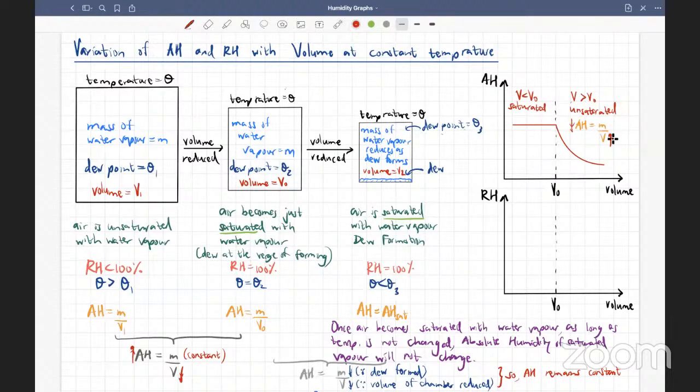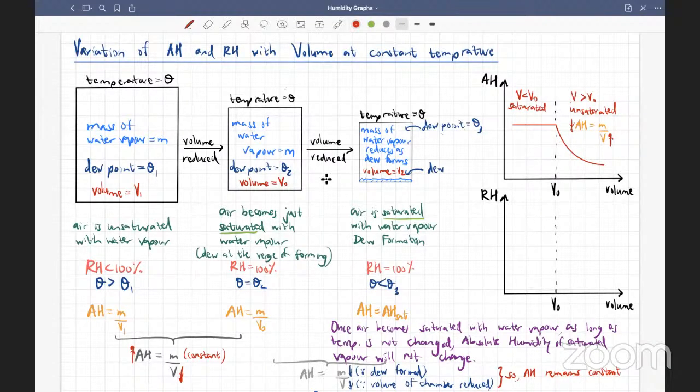When you increase the volume, m is constant, because dew is not formed. So when your volume is greater than V naught, m, the mass of water vapor, doesn't change. When you increase the denominator, the fraction reduces. It can't change in a straight line. Understood? It should be a curve like this. Careful. And then how about RH?